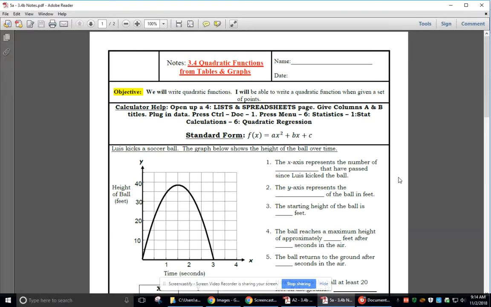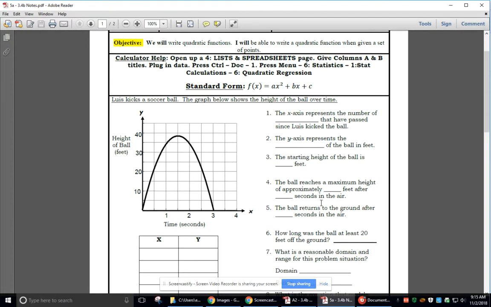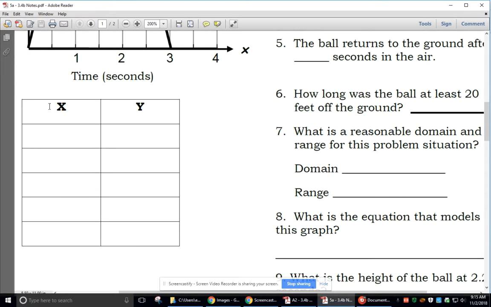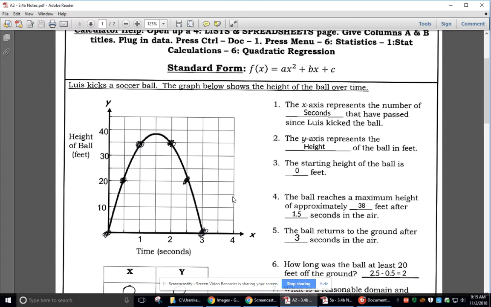Hey everybody, in this video I'm going to go over quadratic functions, how to get them from looking at a table or a graph. Okay, so this first example here is what you're going to do is you're going to go through the graph and you're going to look to see where the nice points are. Okay, and this graph didn't print all that well, but you'd put points here, here, here, here, and here, and you'd put them in your table there.